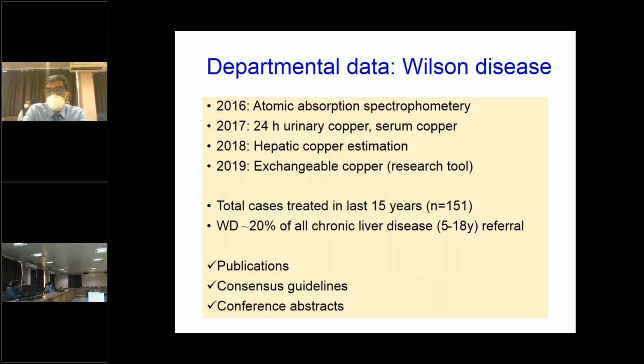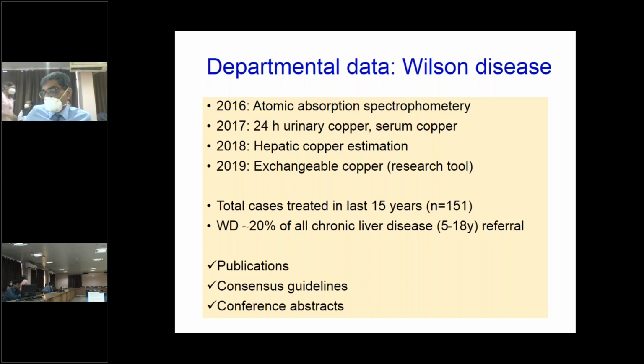So to circumvent that, at least for the lab, the department in 2016 acquired the atomic absorption spectrophotometry. And in 2017, in-house, we started doing the 24-hour urinary copper and the serum copper. One year later, we started estimating the hepatic copper. And in 2019, we are now doing exchangeable copper, but only as a research tool. So far in the last 15 years, we've seen approximately 150 cases, and Wilson's disease constitutes 20% of all our chronic liver disease 5 to 18 years referral.